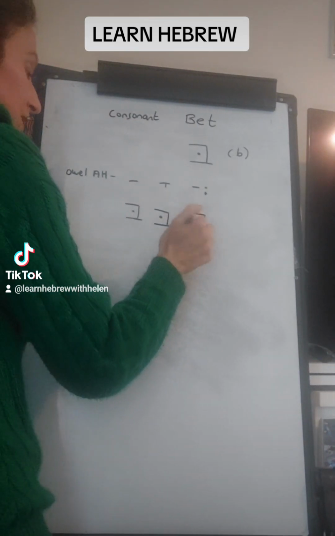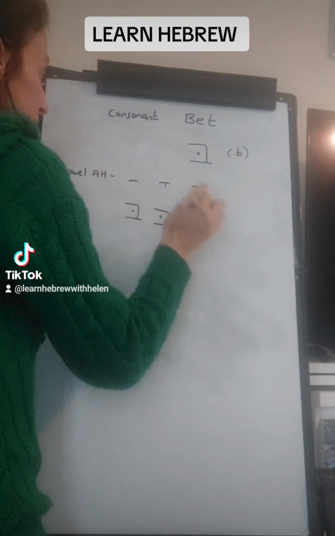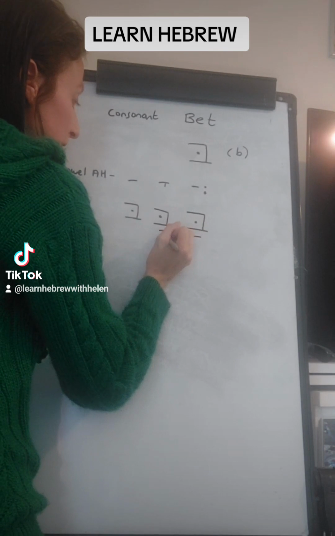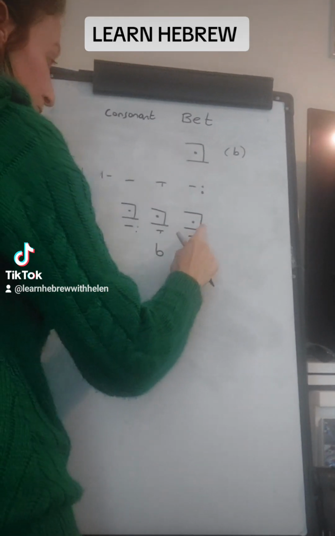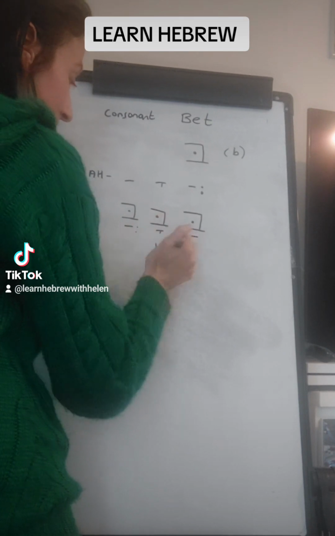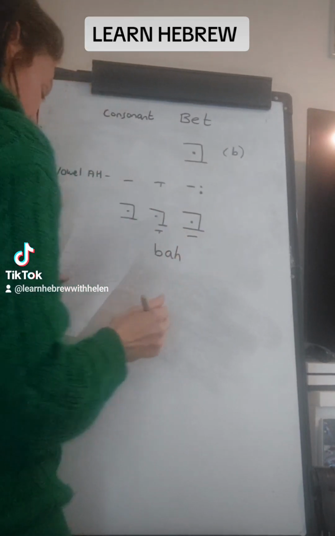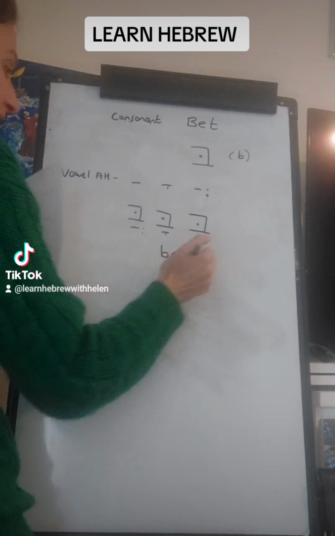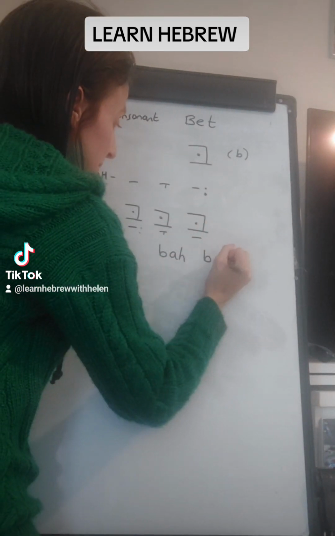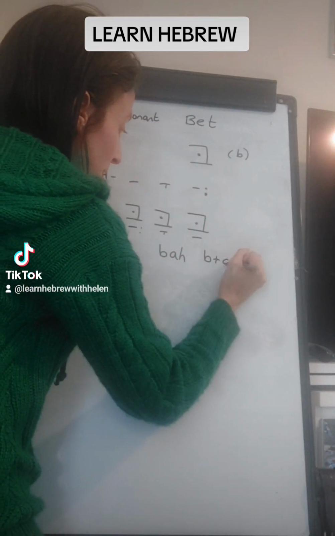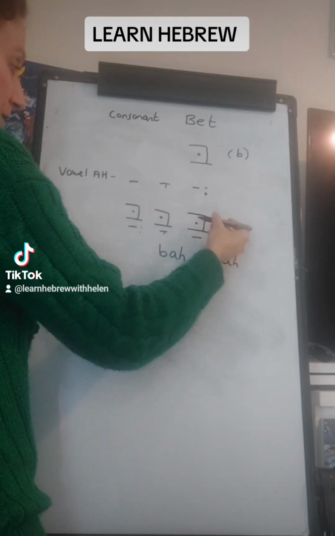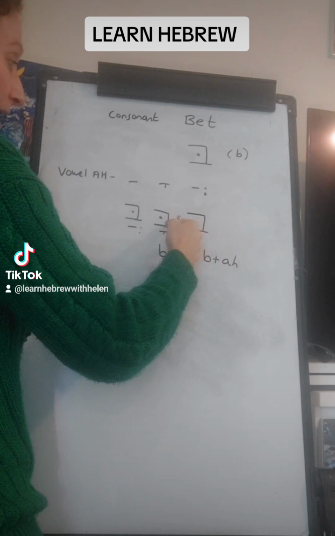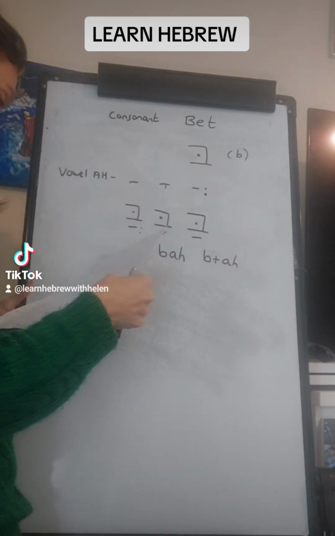And then secondly, you say the sound of the vowel, which is underneath. So far, we're only looking at the A vowel, which is any one of these three symbols. So the sound of the vowel is ah. And then you put them together. The sound of the consonant, ba, plus the sound of the vowel, ah. Put them together, ba. So all these would read as ba, ba, ba.